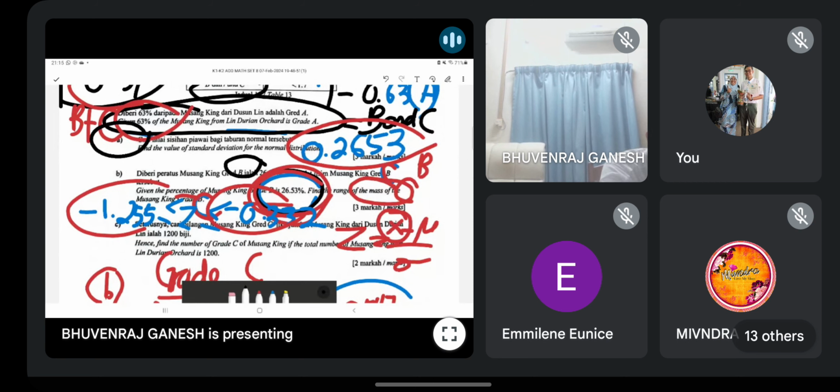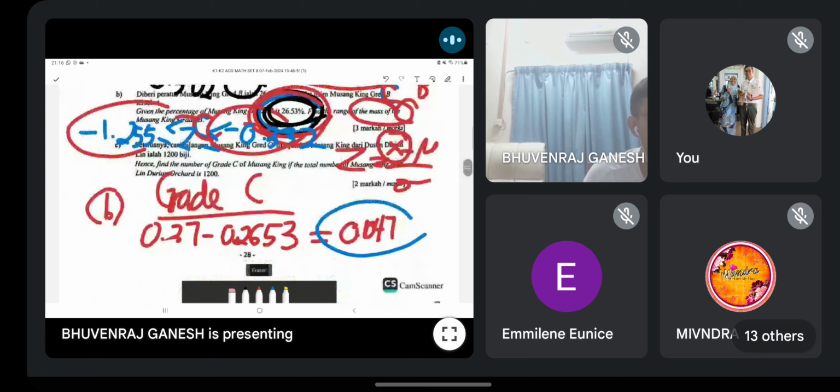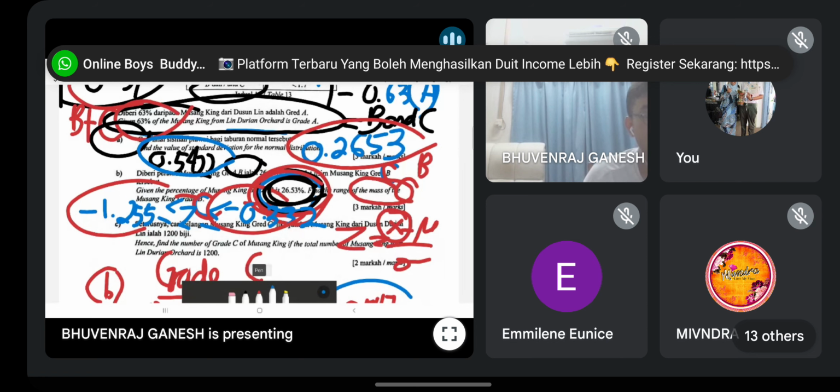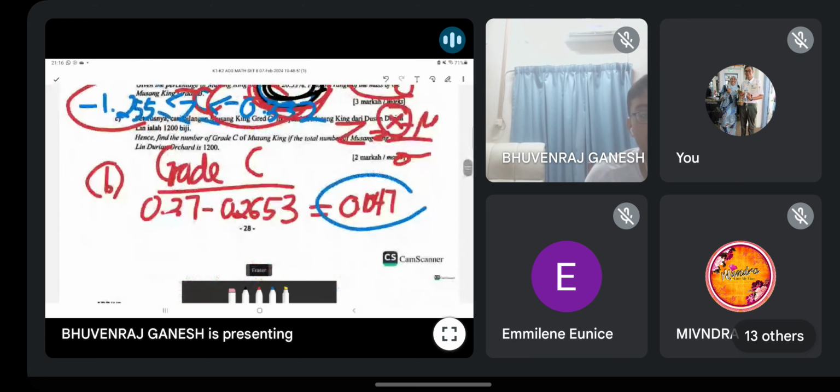Okay, standard deviation. Your answer for part A is 0.5422. Okay, 37% is B plus C, correct. Okay, because 63% A, so yang baki B plus C lah. Okay, and then this one is for B. Soalan dah bagi tahu. So you must minus to get C. Okay, so now this is the standard deviation yang kamu guna. Okay, jawapan kat part A answer.